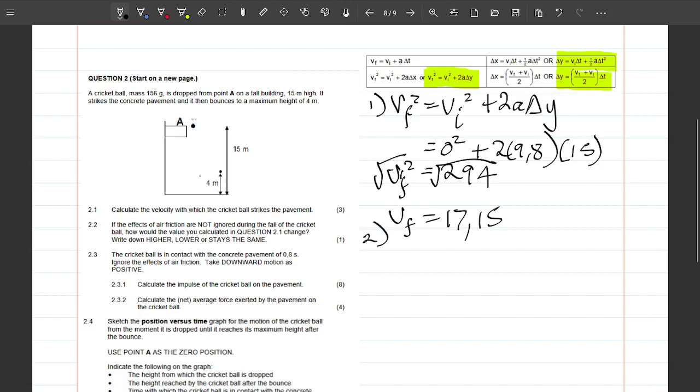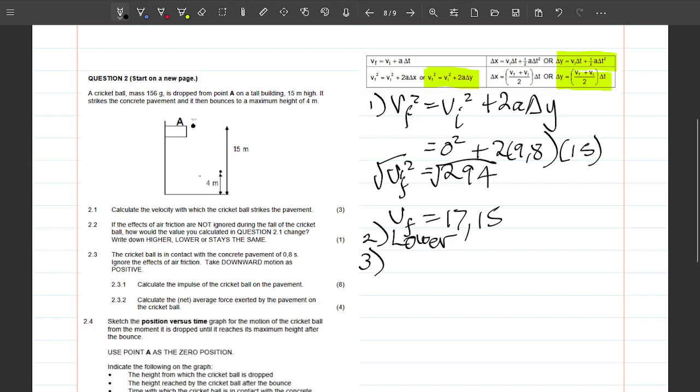If the effects of air friction are not ignored during the fall of the cricket ball, how will the value calculated change? Well, it would be lower because it would slow it down. Because of that, it would move slower. That's the idea. So this would just be lower. Okay, that was a very dumb question.